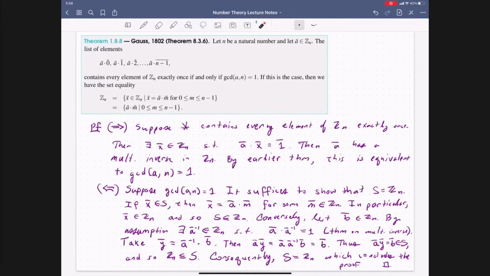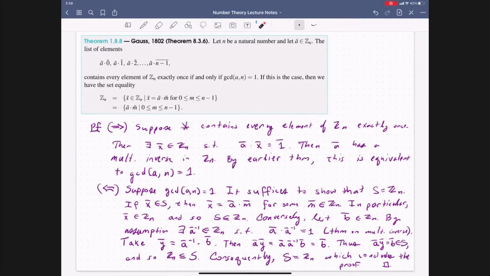In theorem 1.8.8, we already have covered this. We know that A bar times all the elements over here contains every element of the integers modulo n exactly once if and only if the GCD of A and n is equal to 1. And so if we have reduced residues and they multiply, we get back another reduced residue. So what we are doing now is specializing to the case when this list only consists of the reduced residues, and then multiplying by A bar, where A bar is a reduced residue.